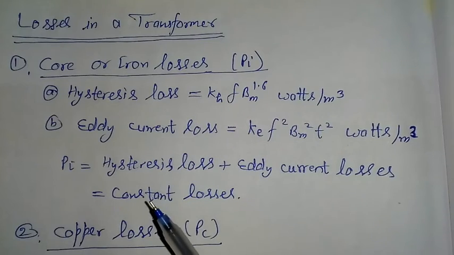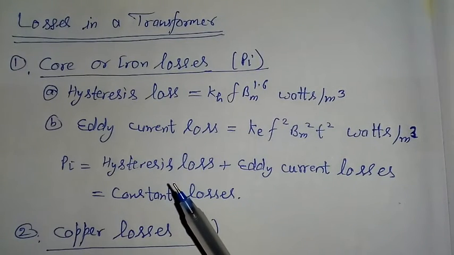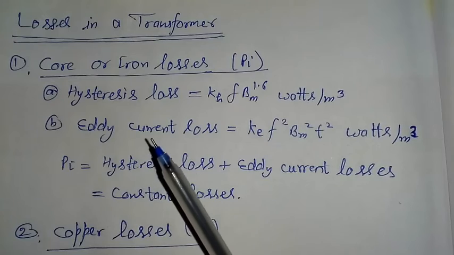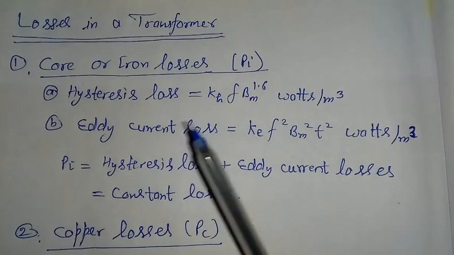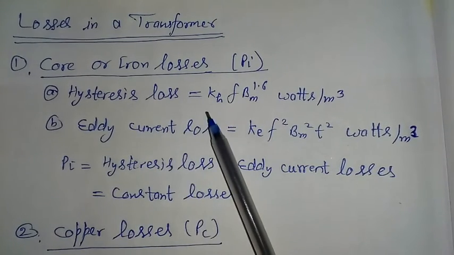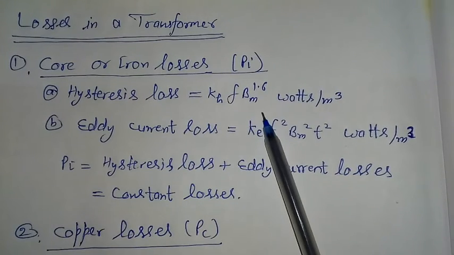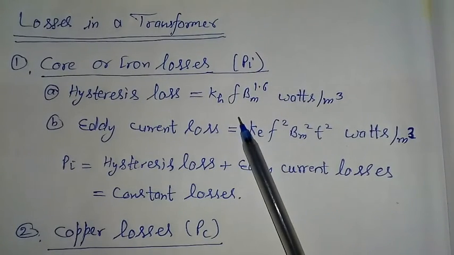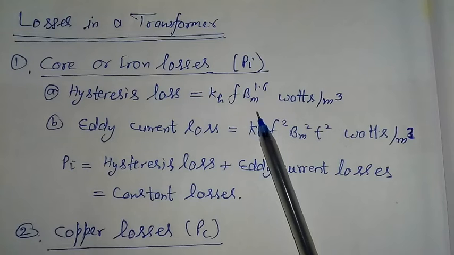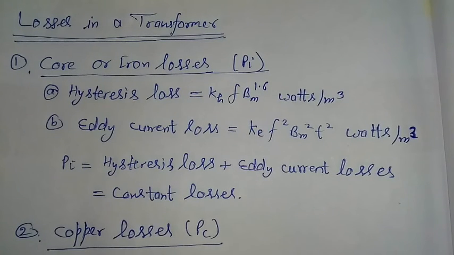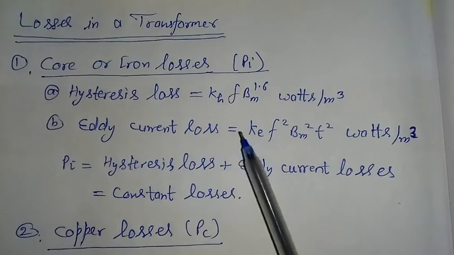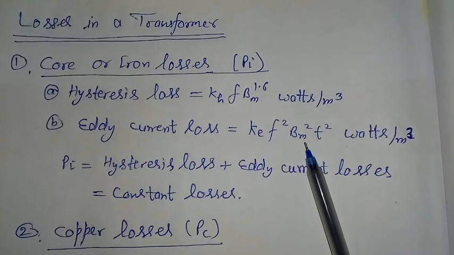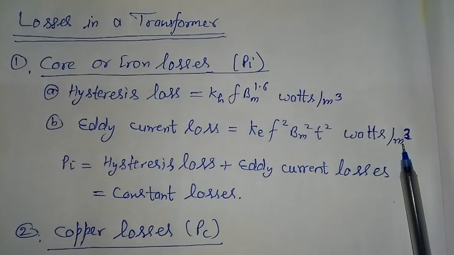The core loss or iron loss occurs in the core of the transformer, and it depends on two things. One is the hysteresis loss, that is equal to KH F BM to the power 1.6 watts per meter cube. Here F is the frequency, BM is the magnetic flux density. And second is the eddy current loss, equal to KE F square BM square T square watts per meter cube.